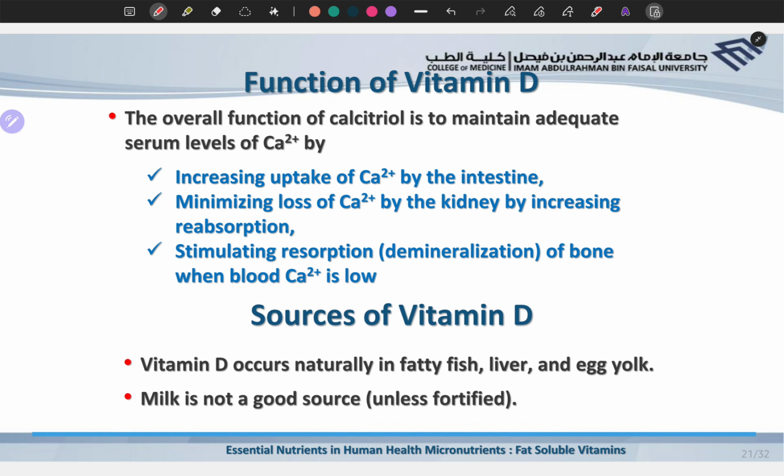Milk is not a good source of vitamin D, unless it is fortified. Milk is a good source of calcium, but not vitamin D, unless it is fortified, meaning added from outside. Is it clear?